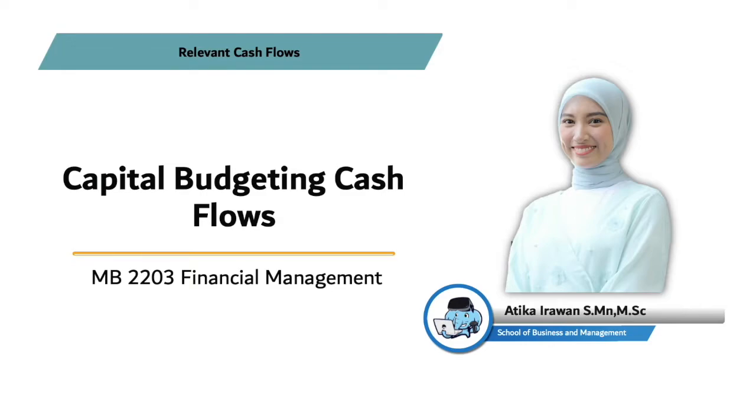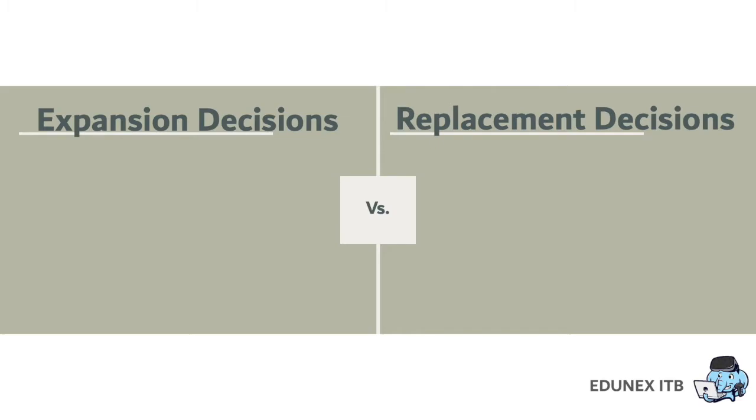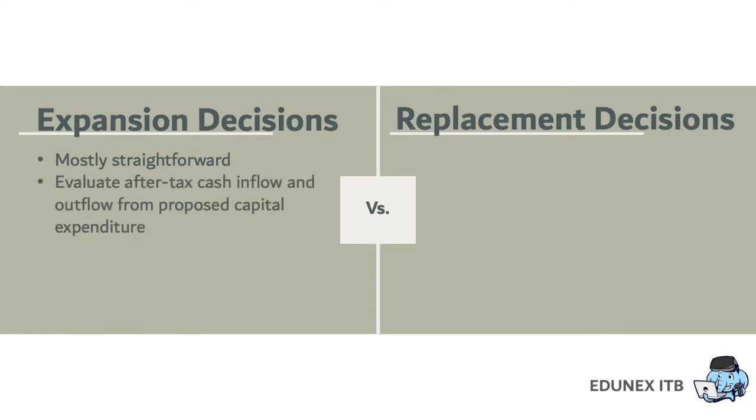In this session, we will learn about capital budgeting cash flows. After we know the major components of cash flows, now we go further into relevant cash flows. Relevant cash flows can be used in deciding for expansion or replacement. For expansion, the development of cash flow estimation is mostly straightforward. You need to evaluate the initial investment, operating cash inflows, and terminal cash flow, which are the after-tax cash outflow and inflows from the proposed capital expenditure.